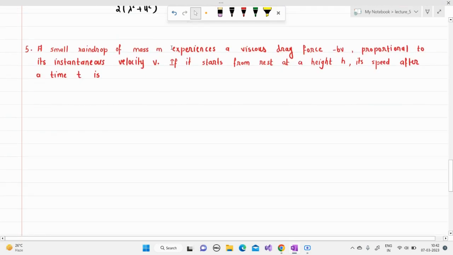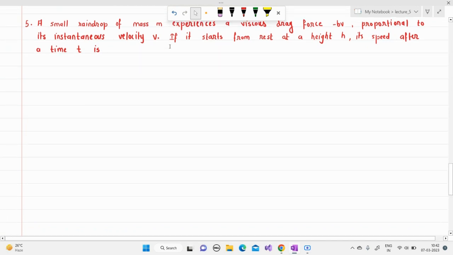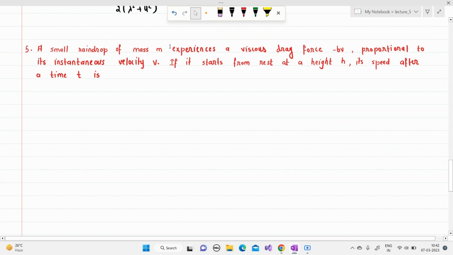Okay, so let's get to the next question. A small raindrop of mass m experiences a viscous drag, given as minus bv, proportional to its instantaneous velocity v. If it starts from rest at height h, find its speed after a time t. So it is starting from initial velocity 0 at t equal to 0. Okay, so it is falling down.